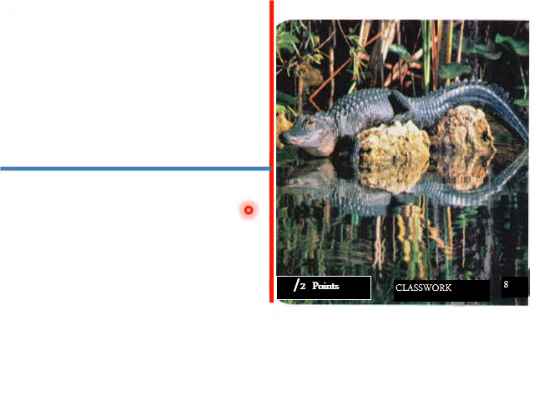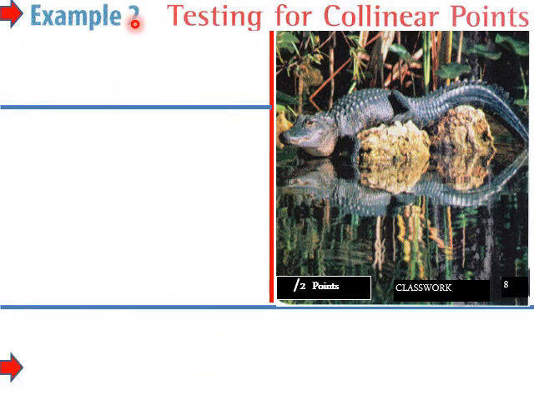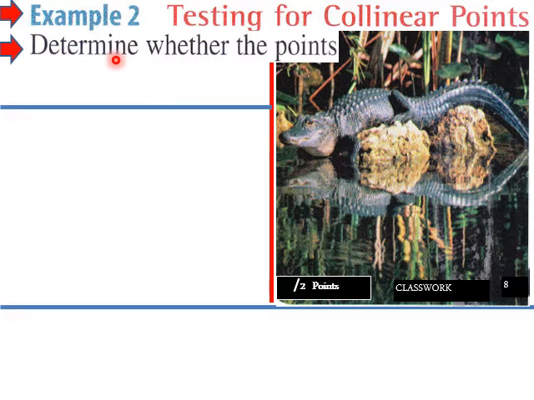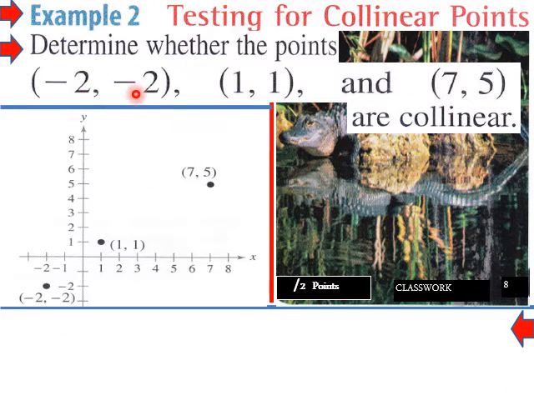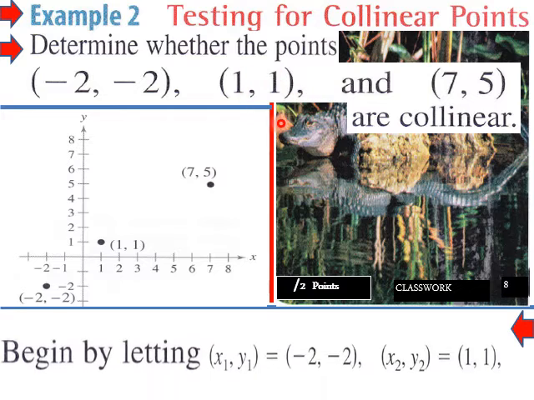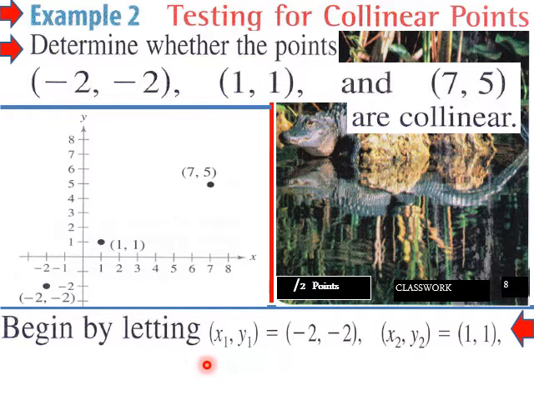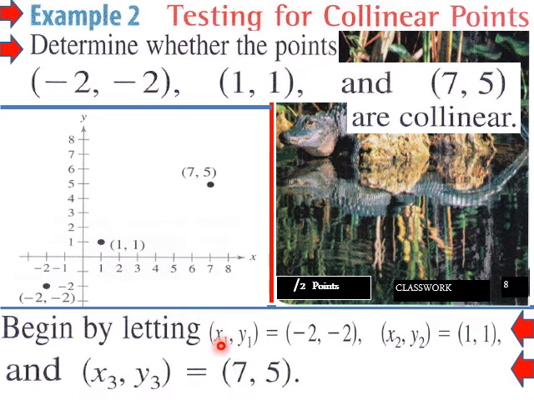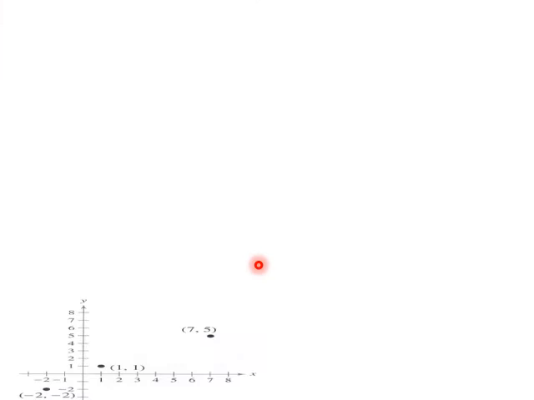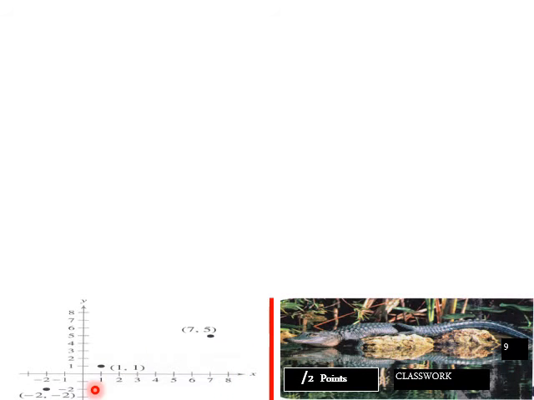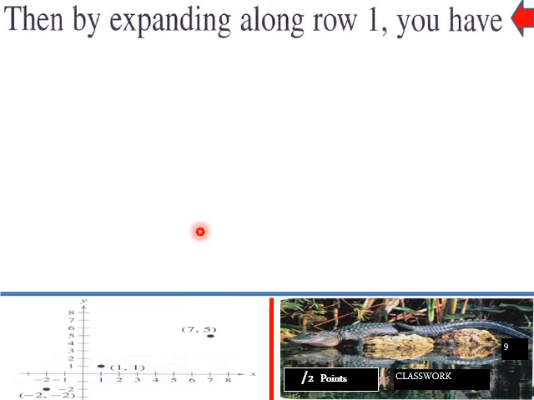Okay, moving off now into our next example. Example 2, testing for collinear points. Determine whether the points (-2, -2), (1, 1), and (7, 5) are collinear. Are they collinear is the question. So we begin by letting (x1, y1) equal (-2, -2), (x2, y2) equal (1, 1), and (x3, y3) equals (7, 5). Here they are there. And then once we know that, we have our graph here showing those plots.